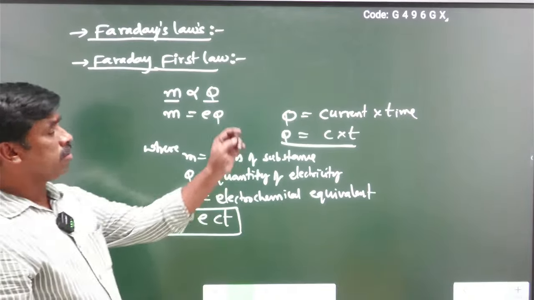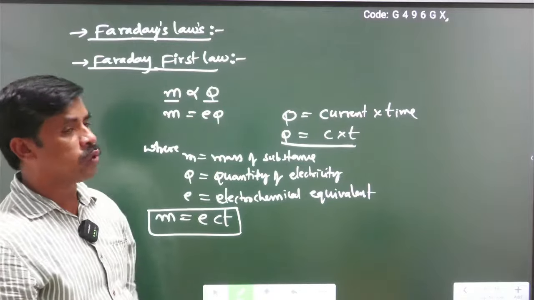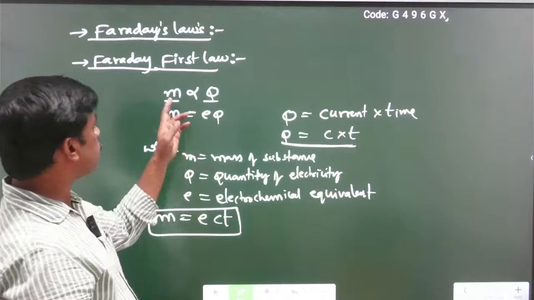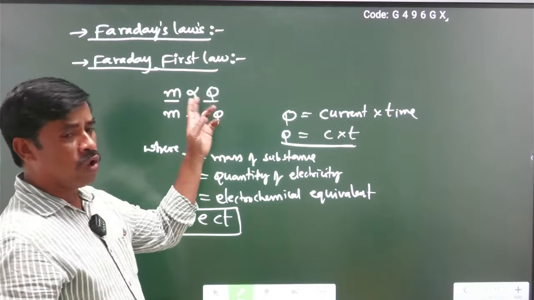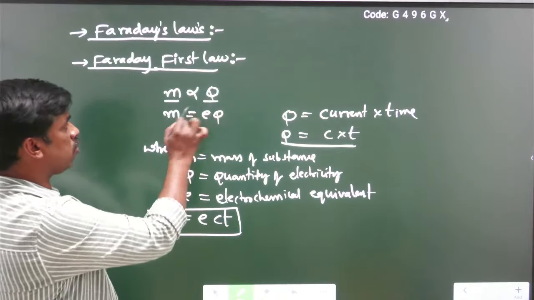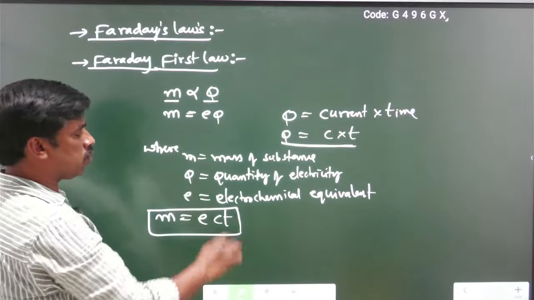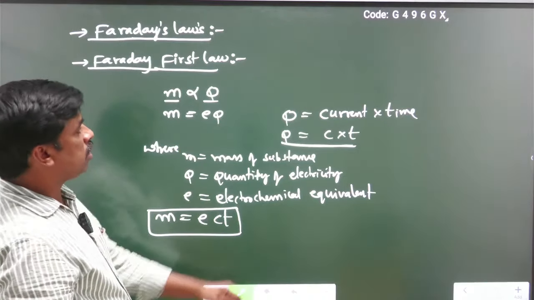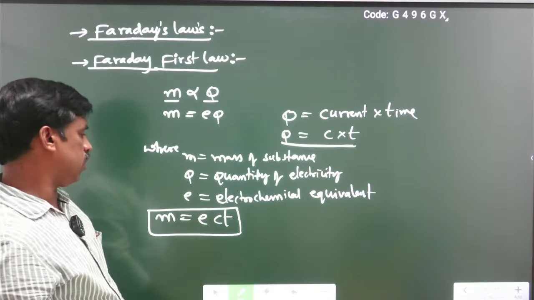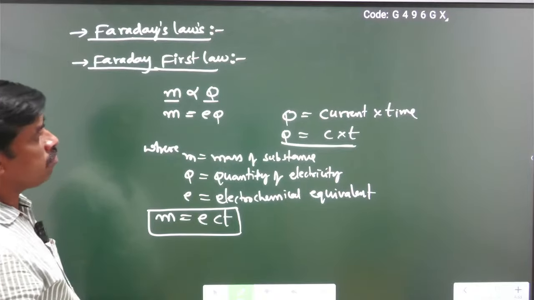Once again I am repeating, Faraday's first law: the mass of substance deposited or liberated at an electrode during electrolysis is directly proportional to the quantity of electricity passed through it. M is directly proportional to Q. M is equal to E Q, taking the proportionality constant E as the electrochemical equivalent, but Q is equal to CT. You can substitute to get the final equation, M is equal to ECT. This is Faraday's first law.